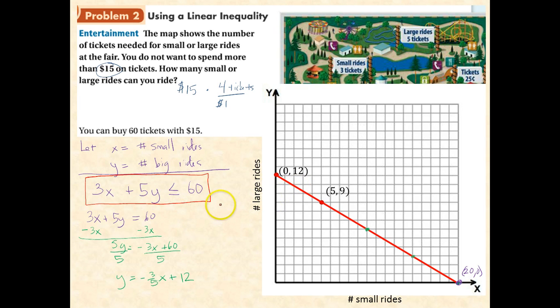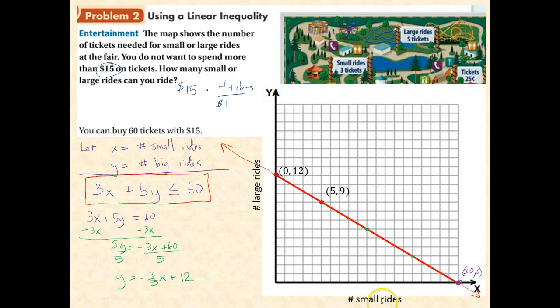And then let's think about something real quick. Why did we only graph this in the first quadrant? Why doesn't this line go over this way and down this way? Does it stop here or does it keep going? Well, what does x represent and what does y represent?